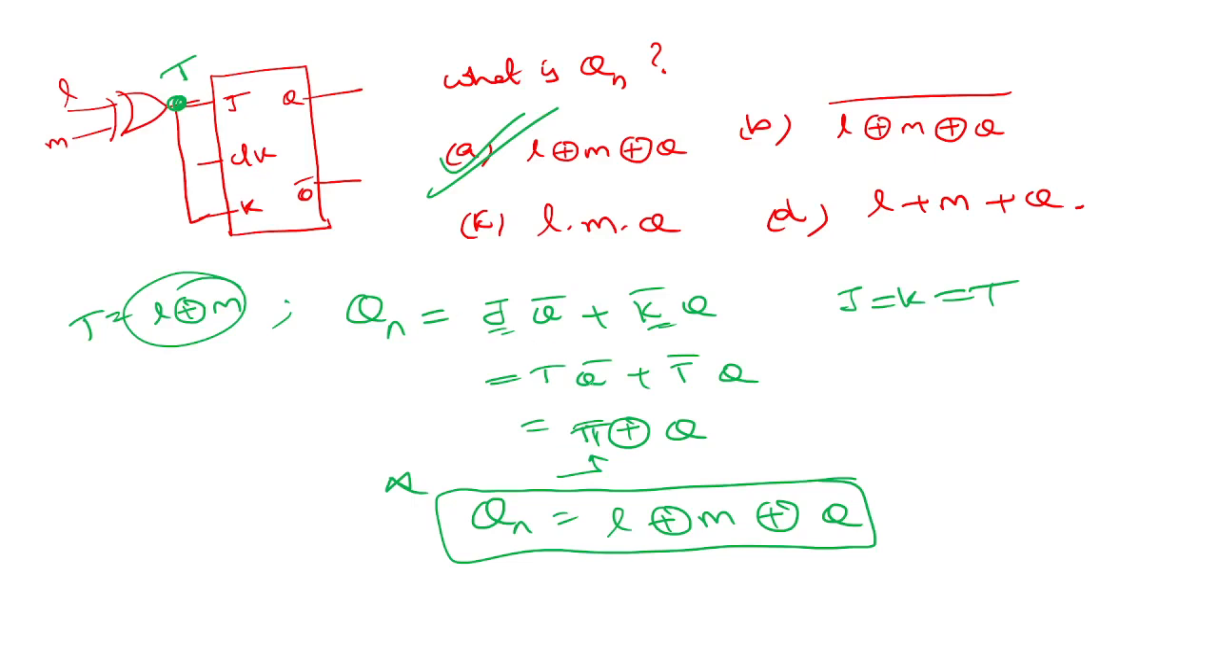By the way, this is the characteristic equation of T flip-flop. Yeah, that's what I'm telling you. This is very easy actually. This digital is all about very easy. Just playing around with zeros and ones.